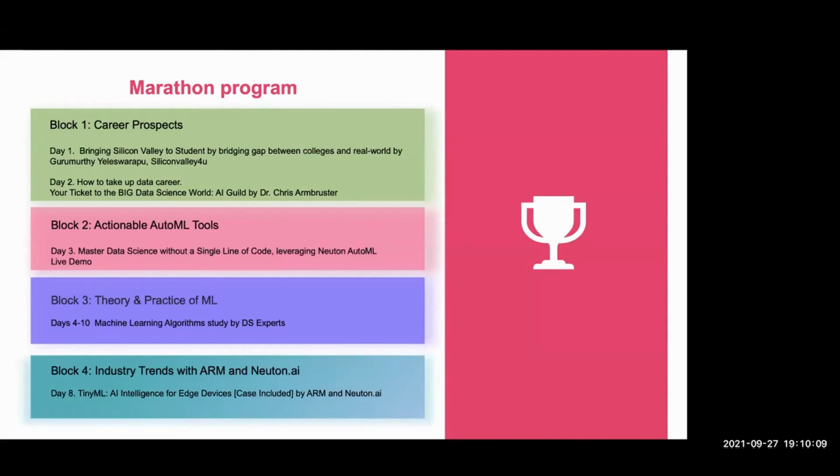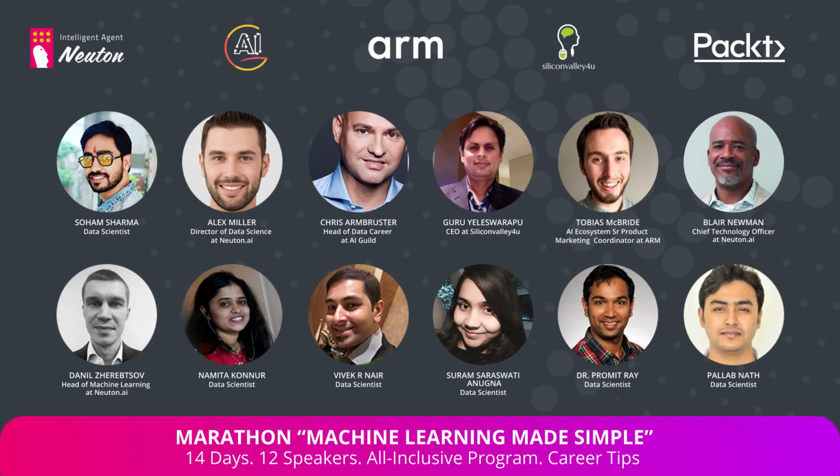Then we'll move on to the theory and the practical part of the machine learning algorithms, where our data science experts will be sharing different algorithms. Then we'll move to the last part of the event, where industry trends with ARM, in semiconductors and artificial intelligence and a lot of other stuff based on neural networks, along with Neuton AI, will be displayed. The competition winners will be announced on the last day of the event. I believe it will be very exciting to see who has cracked the deal. We'll quickly move on to the presentations in a few minutes.